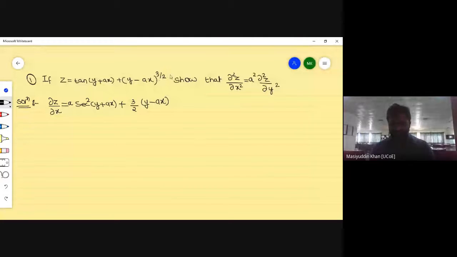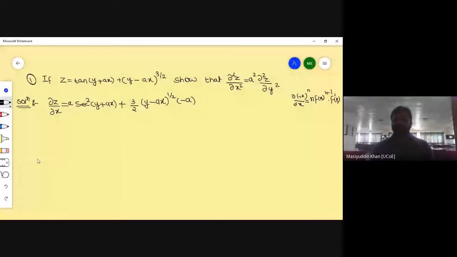1 will become 1 by 2. The derivative concept: n into x raised to n minus 1, just like we used to differentiate d by dx of f of x, which is equal to what? n into f of x raised to n minus 1 into f dash of x. So a similar concept we have to apply here. So 3 by 2 comes outside, (y minus ax) raised to 1 by 2, and the derivative of this part with respect to x: y is treated as 0, minus comes here. So this part will become minus a.